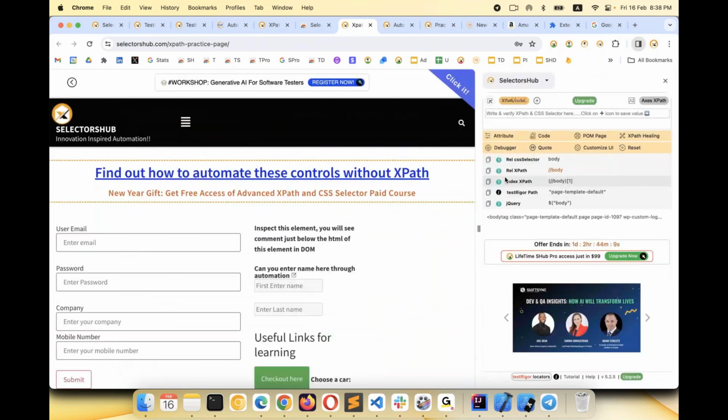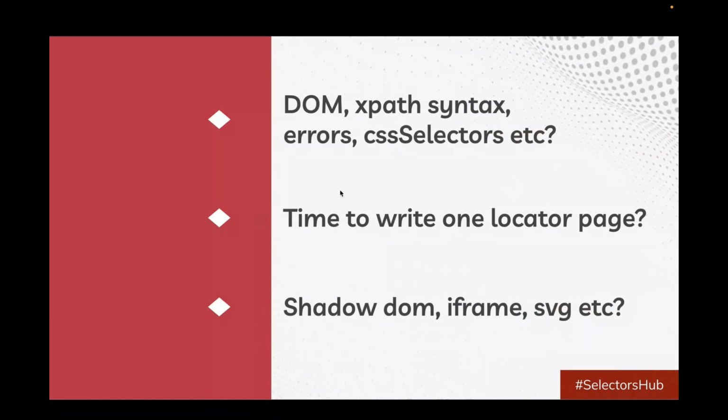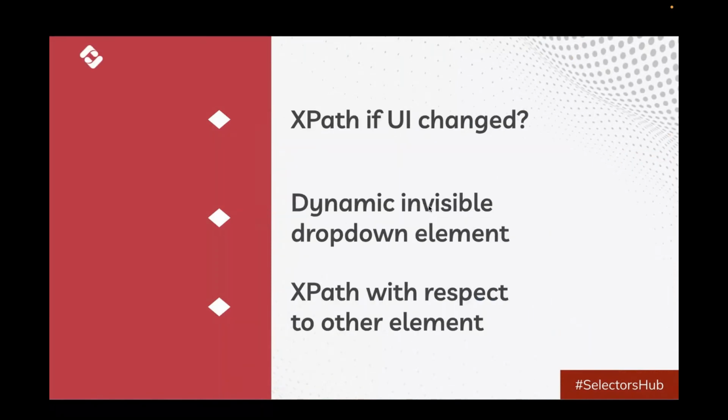Okay, so we have seen how you can locate a page, shadow DOM, iframe, SVG, and what to do if the XPath changes because of a UI change. Then dynamic invisible drop-down elements. Okay, this is another great feature.